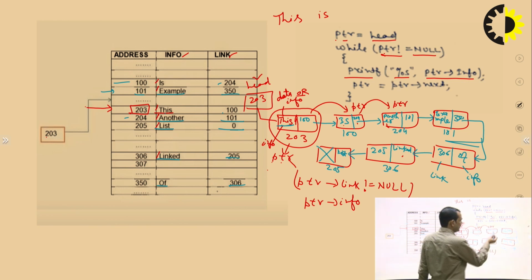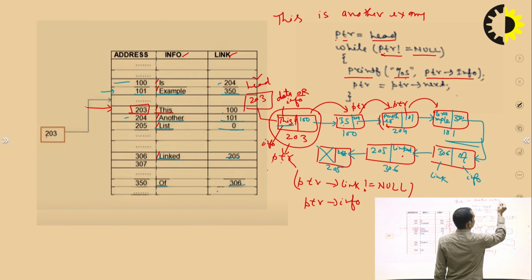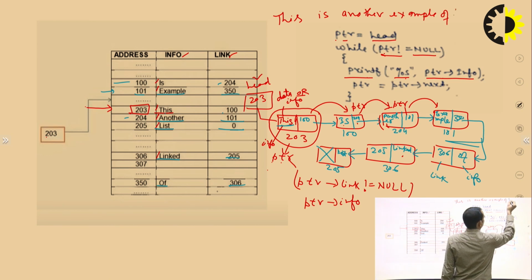Again it will be checked. Its link part is not equal to null. Condition is true. It will go inside this printf PTR ka info. That is another. Then move PTR. Then move PTR. So what do we have to print? This is another example of linked list.